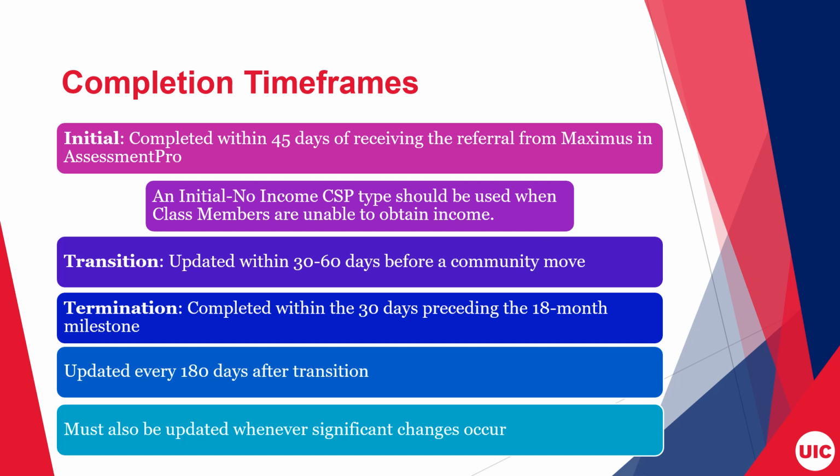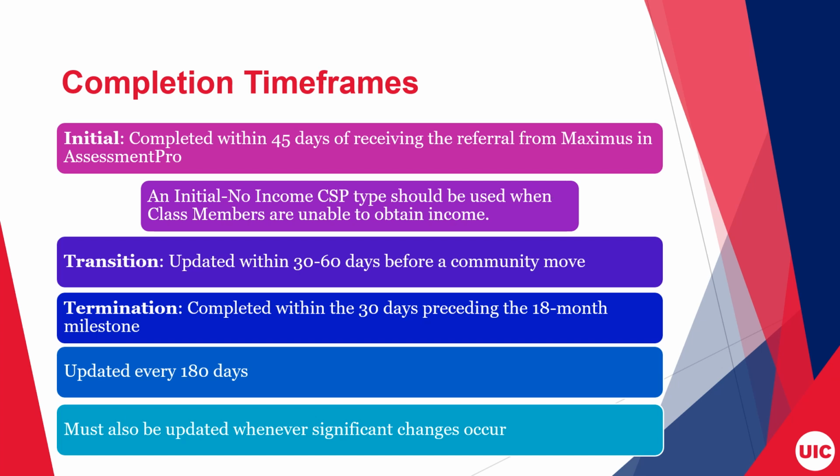The CCMTP defines set periods for when service plans are required to be updated. All community moves must have an updated service plan finalized within 30 to 60 days preceding the transition date to the community, referred to as the transition plan. Transition plans must include goals and interventions relative to class members' community needs, for example, obtaining durable medical equipment, homemaker services, appointments with specialists, monitoring health and behavioral status, and collaborating with providers.